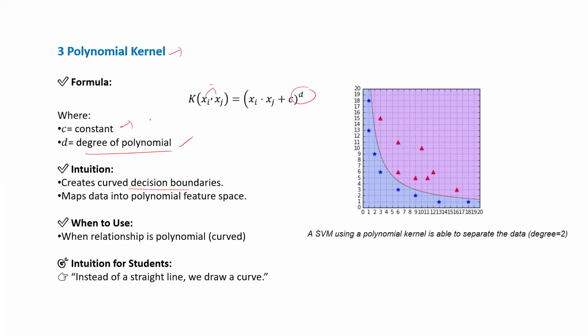the polynomial kernel. When to use the polynomial: when the data is curvily separated, we can use this polynomial, and instead of a straight line we can simply draw this curve, right?